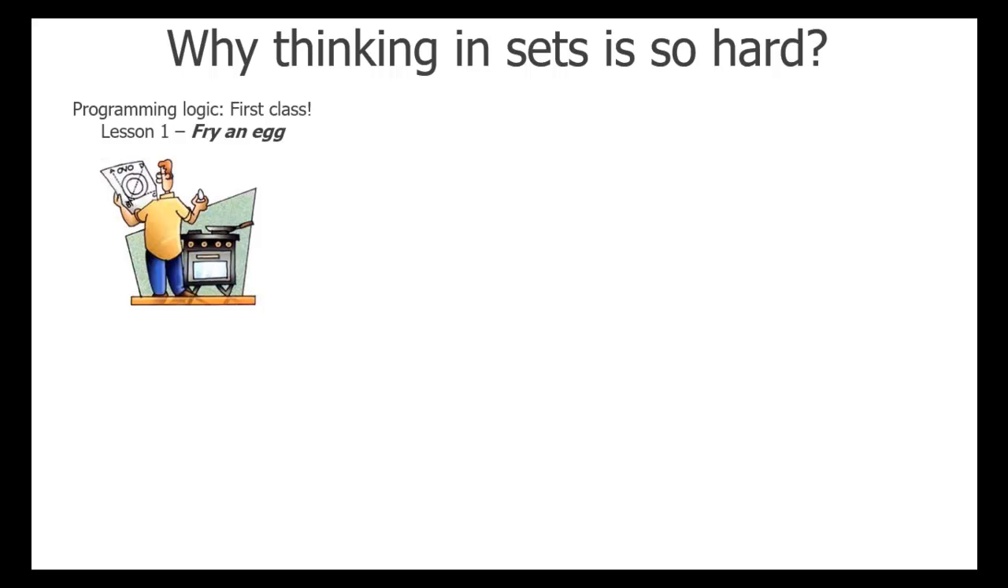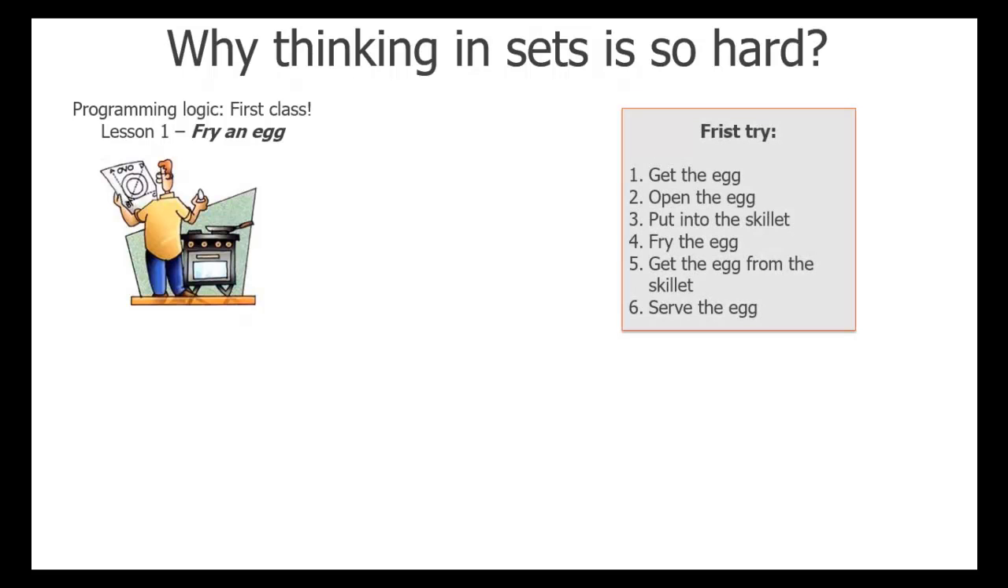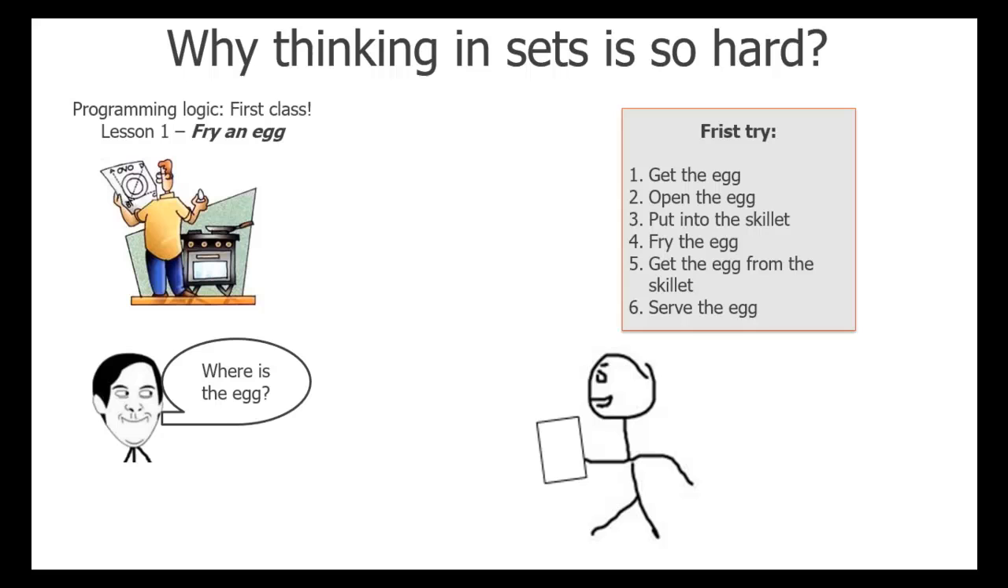I remember pretty well when I got into my first programming logic class, and the teacher asked me to write on a paper all the steps necessary to fry an egg. What he wanted us to do was to write something like that. All the steps you've got to do to fry an egg. So I remember I came up with something pretty close to this. Get an egg, open the egg, put it in the skillet, fry, get the egg from the skillet and serve. This is it. And this is what I was thinking about.